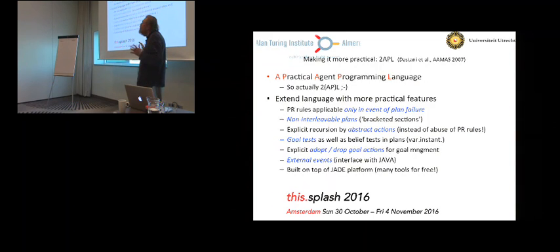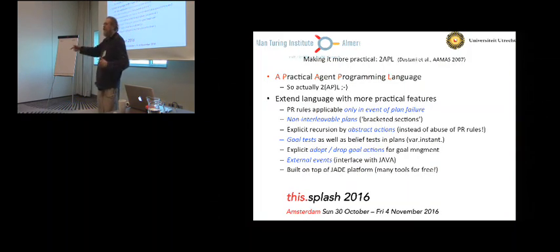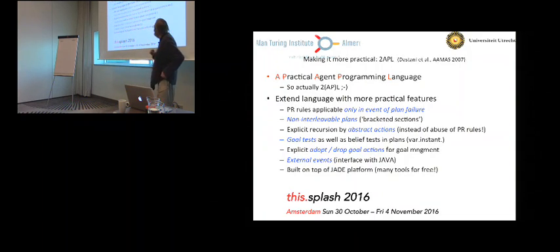Maybe to make it a bit more practical, some of the transitions from triple APL to double APL. The most important thing, perhaps: in triple APL, we could apply plan revision rules whenever we wanted. But here it's only in the case of failure, so don't fix what isn't broken. And we also did things like having a plan, executing a part of the plan, and then going on with the whole cycle. But sometimes you want to not interrupt that plan and just do the whole plan, and that is also possible in this language. And also very important, we built it here on top of the JADE platform.